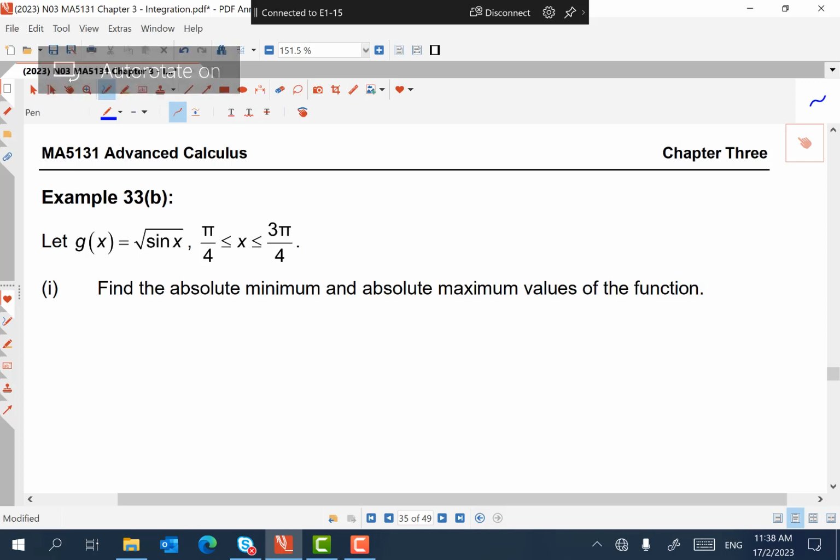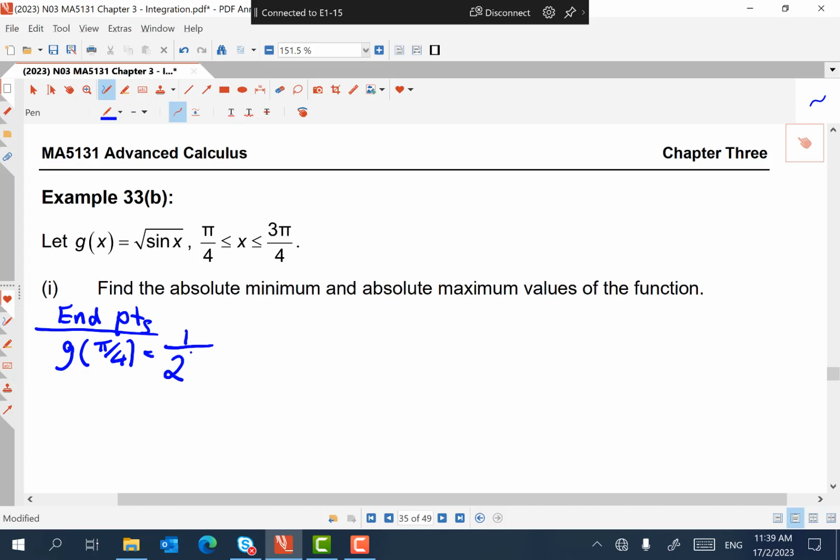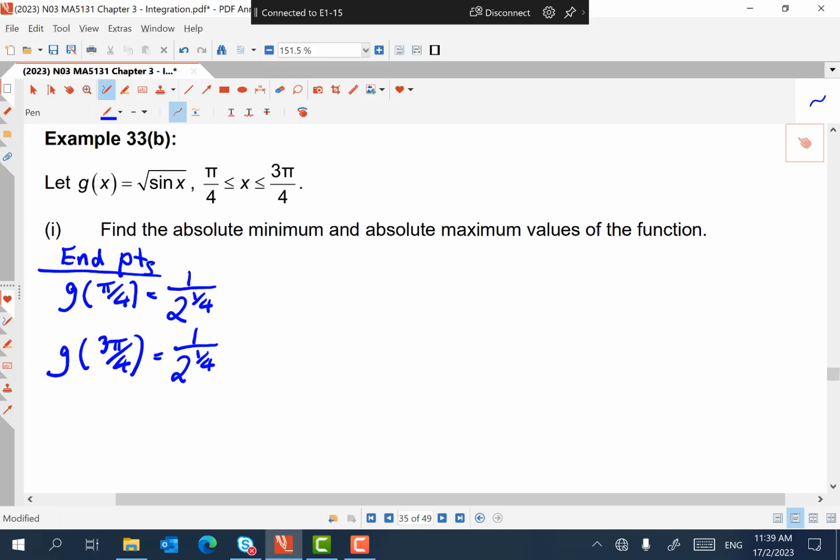Let's see. Ashok, what are the endpoints you find? Okay, you're not paying attention. Hey, pay attention. Then this is just example 33A. g of pi over 4, what is it equal to? And g of 3 pi over 4, Ashok, what is it equal to? They are the same, okay? They're the same.